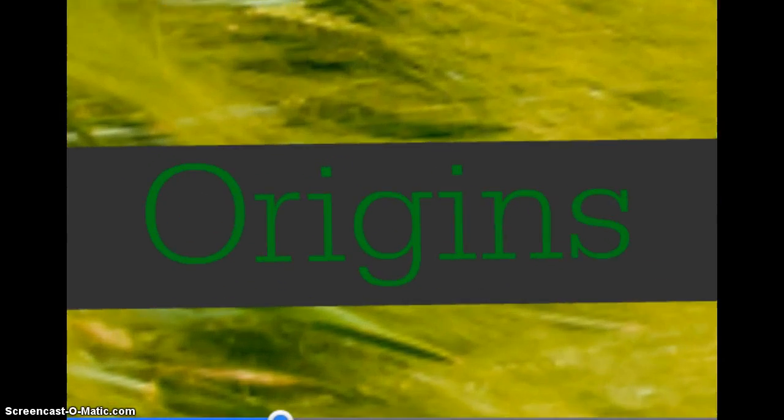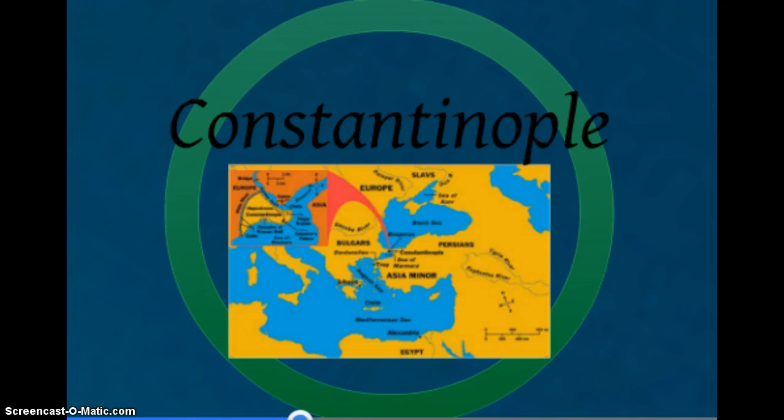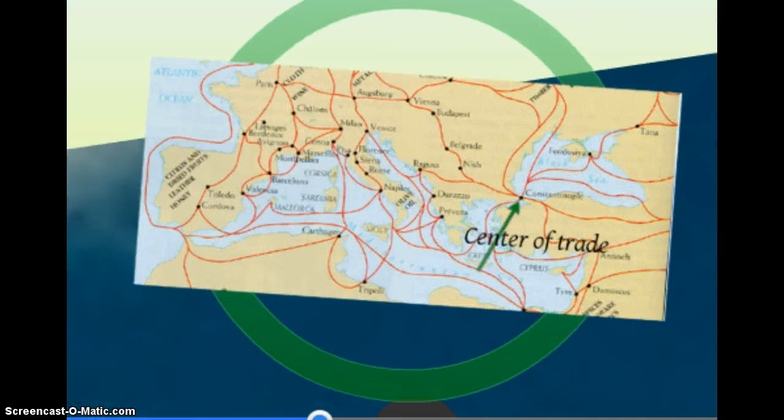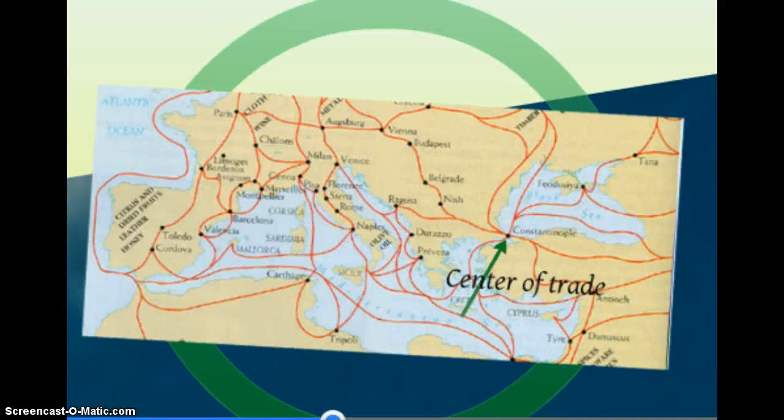So, what you can write is in the A column, origins. And then in the B section, Constantinople. This is the capital city of the East. It was Byzantium, as I've already said. Constantine renamed it Constantinople, and it becomes one of the most important, if not the most important city in the world. It is a center of trade. All of these trade routes from Western Europe through to the Mediterranean, North Africa, Indian Ocean, India, China, all the Silk Road stuff, that all pretty much goes through Constantinople. Very important city for trade.